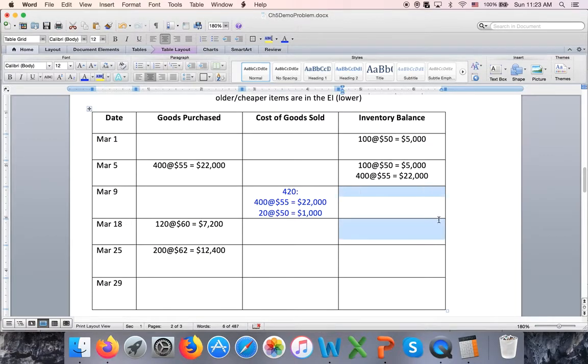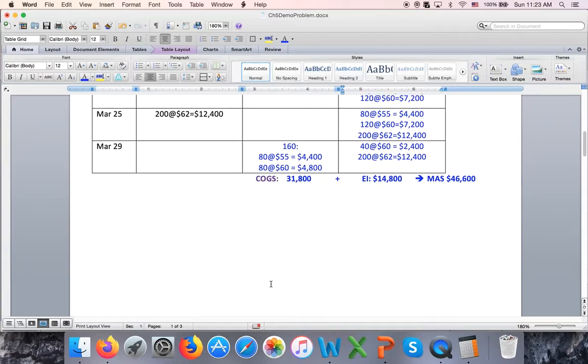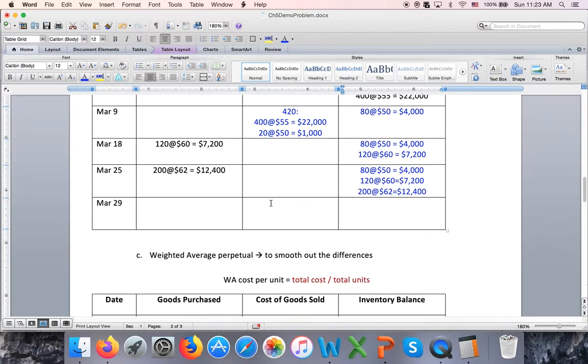What's left? So I have 80 of the $50 items left. And then I buy another layer, and then I buy another layer, and then I sell 160 items here, and the question is which ones? I start from the bottom, so all of the items that I sell are $62 items. And what do I have left? This is what I have left. So that older 80 items are not sold.